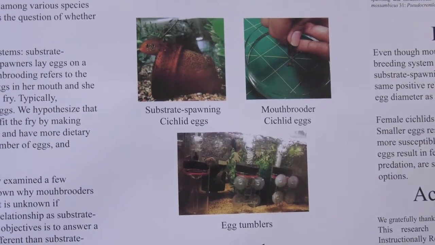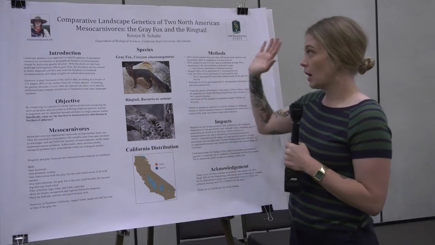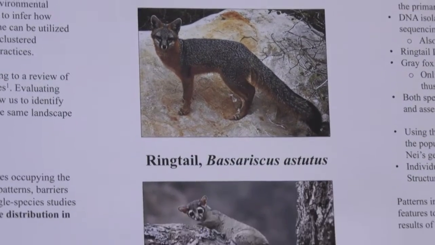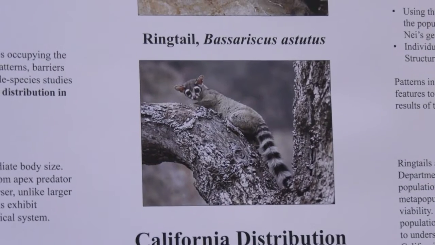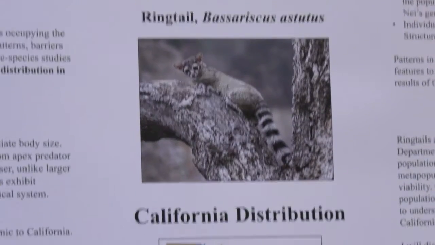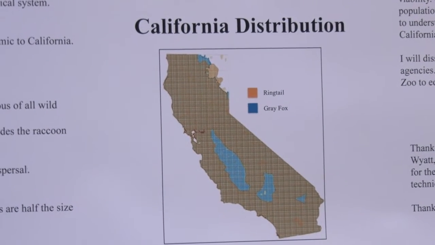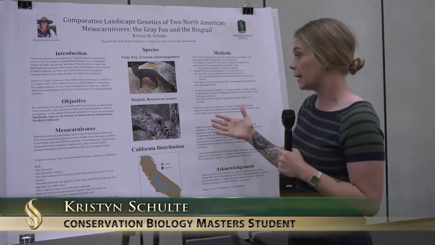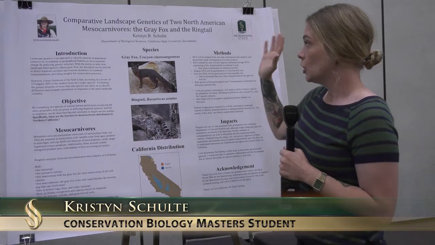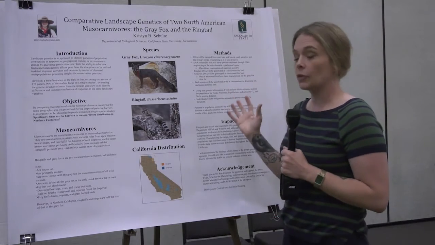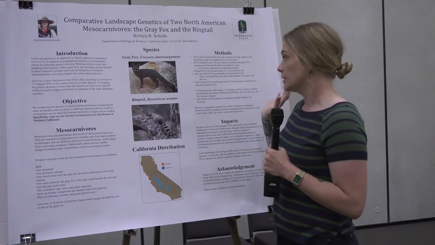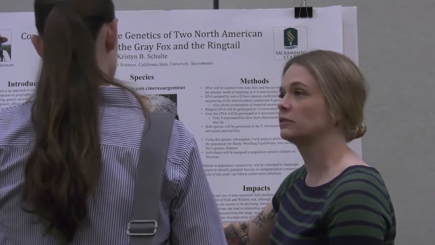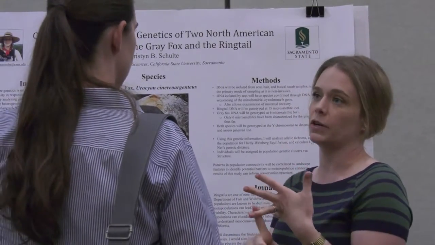So what I'm doing is a comparative landscape genetic study on gray foxes and ringtails in California. They are both found throughout the state, but gray fox populations are known to be declining in other states, and ringtails are fully protected by California Fish and Wildlife. So they're similar in that they both like riparian forest and rocky outcroppings, and brushy overgrowth for dispersal.